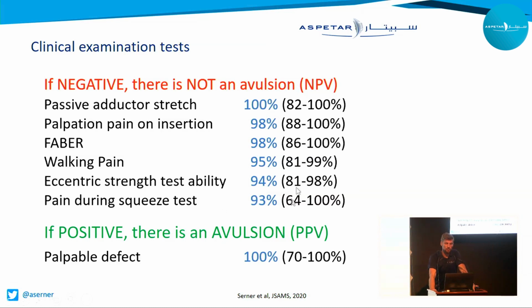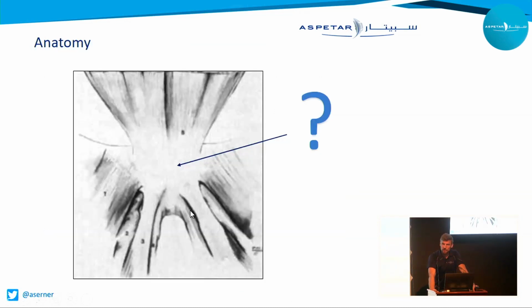Okay, so often we can do that. It's not all the cases that we see that we can actually feel this palpable defect. So if you're uncertain, rule out the injury, and if not, maybe go on with the imaging. And with the imaging, we can get a lot more details. But first, we got to know a little bit about the anatomy.